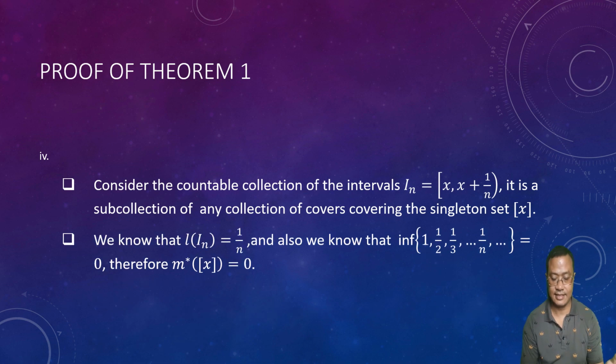Alright, so we know that the length of the interval I_n is equal to 1 upon n, that is the difference of the endpoints. Also we know the infimum of the set 1, 1 upon 2, 1 upon 3, up to 1 upon n, and so on. What is the infimum of this set? The infimum of this set is equal to 0. Therefore you take the infimum over the collection of all covers of {x}, where the I_n are members with lengths 1, 1 upon 2, 1 upon 3, like that, and the infimum of this subcollection is equal to 0. Therefore the outer measure of the singleton set {x} is equal to 0.